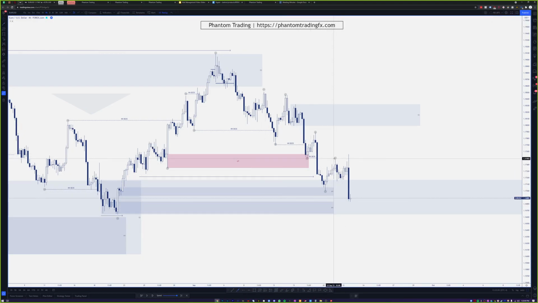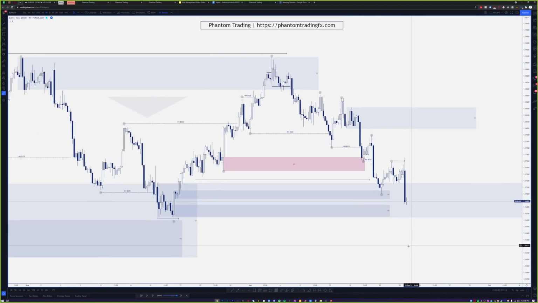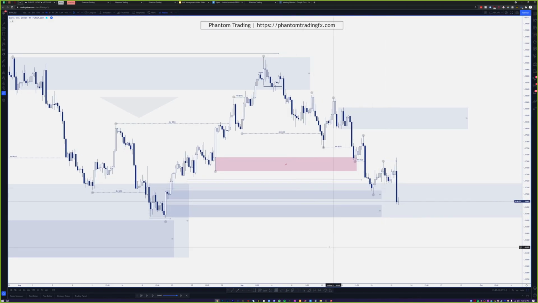You guys can see here, and then it breaks down, right? This obviously ends up failing, but there is a trade here, so we'll investigate that. It's a nice 4 hour zone with a 15 minute zone in between it, I believe, like a refined zone nested inside. So we'll take a look at that.